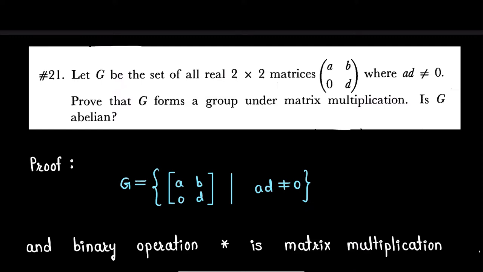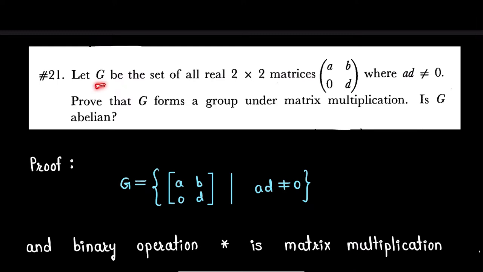We know that any non-empty set G with a given binary operation star becomes a group if star satisfies 4 conditions. Number 1, closure. Number 2, associativity. Number 3, existence of identity. And number 4, existence of inverse. So, in order to check whether the given set G with the given binary operation is a group or not, we have to check all these 4 properties one by one. So, let's start our proof.